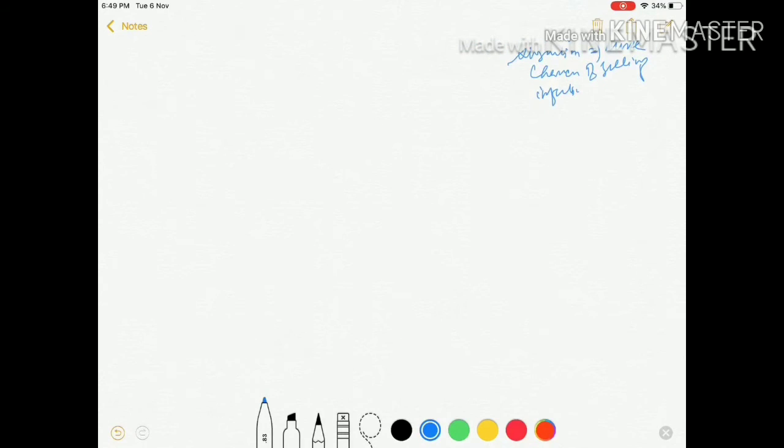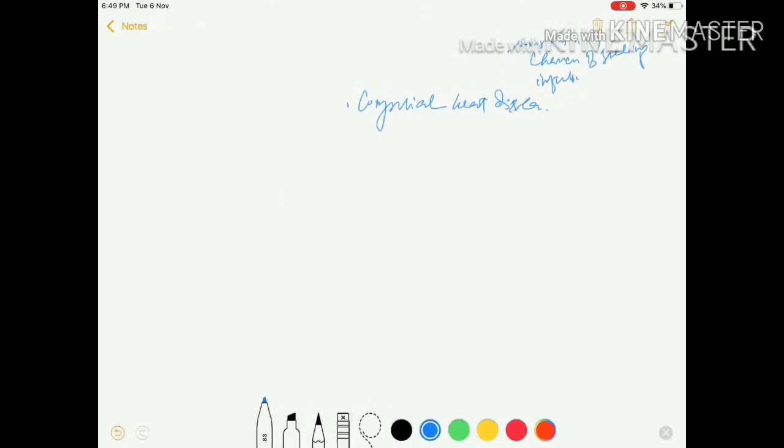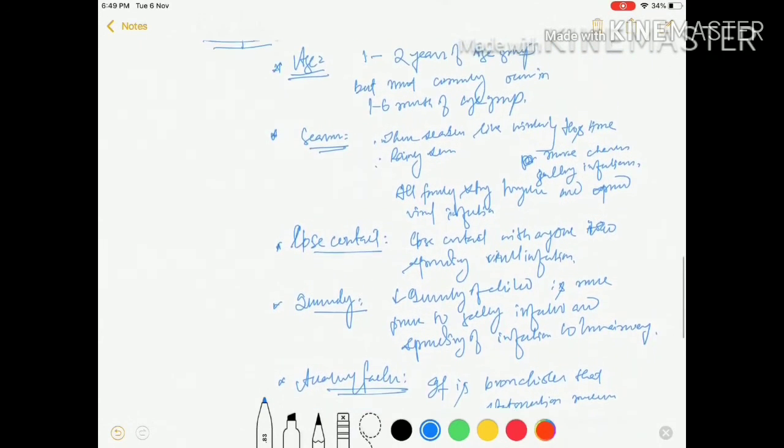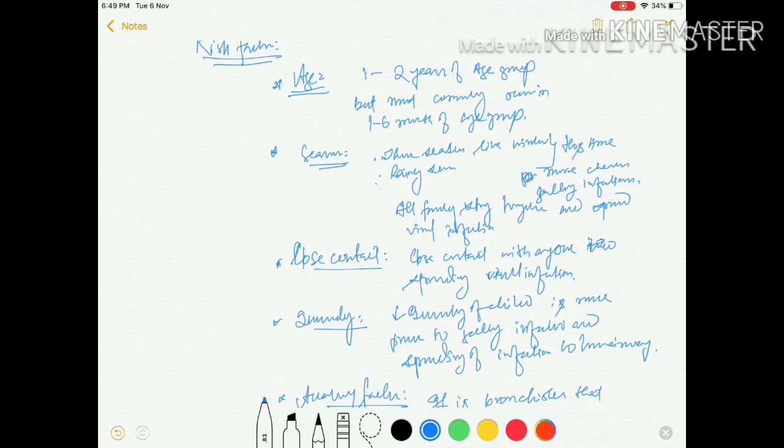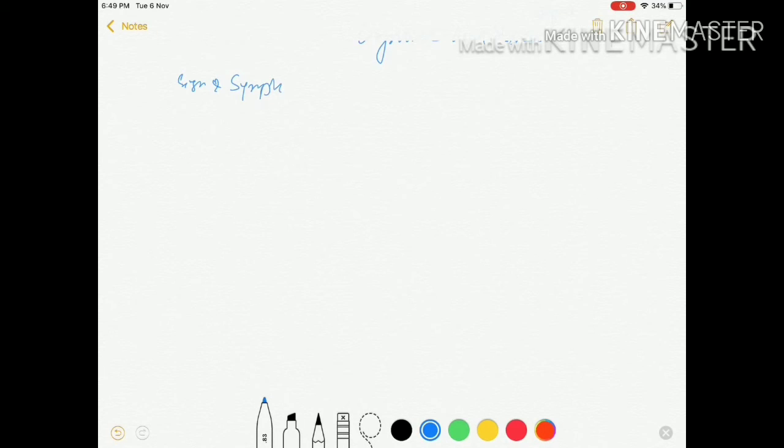Cystic fibrosis and others are congenital heart disease. So we have discussed the risk factors and pathophysiology, and now the topic of discussion is signs and symptoms. In signs and symptoms, first are the symptoms of respiratory tract infection.